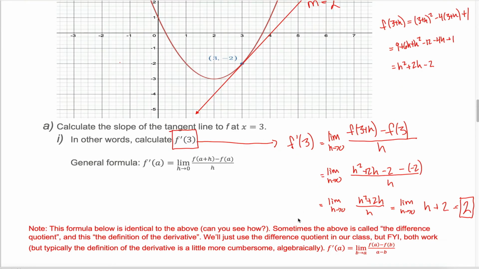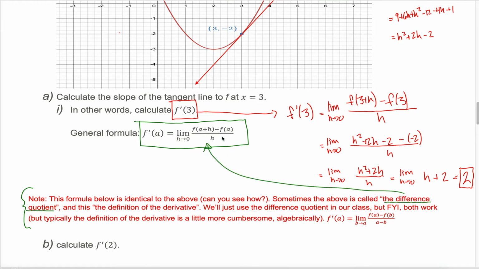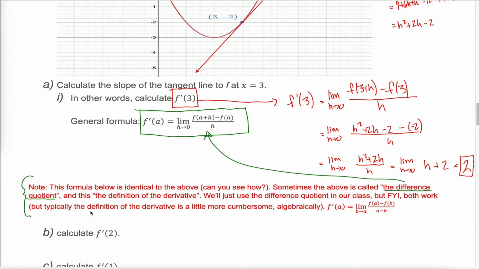I want to redo some similar calculations, maybe a little bit quicker, but before I do, I feel like I'd be cheating you if I didn't tell you one little thing here. This is the formula that we are going to use in our class to calculate the derivative. It's what's called the difference quotient. And if you can kind of see average rate of change in here, that's awesome. It's not the only formula that works to calculate the derivative. There's another one called the definition of the derivative, but it gives the exact same answer.